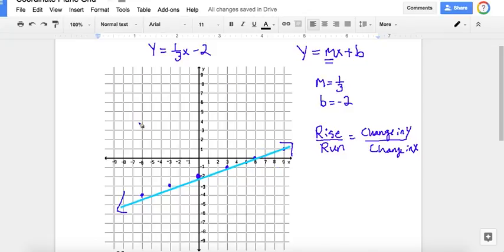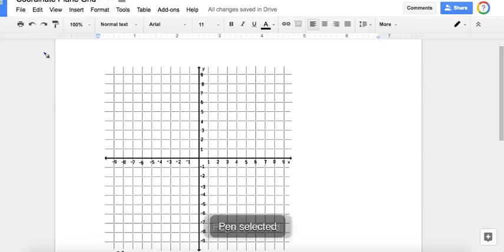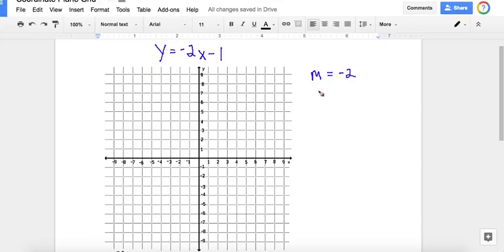Okay, now I'm going to show you one more example, and this time our slope is going to be negative. I'm going to ask this time that we graph y equals -2x minus 1. And this is, once again, called slope-intercept form. So what is our slope here? -2. And what is our y-intercept? Good, -1. So we're going to put our first point at -1 because that's the y-intercept. That's where it crosses the y-axis.